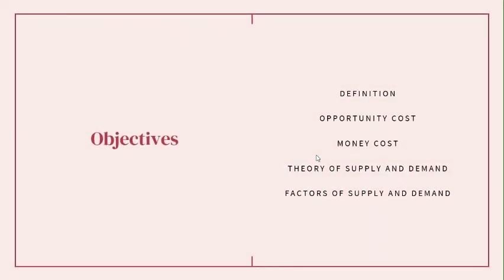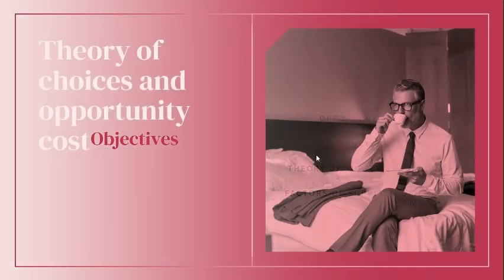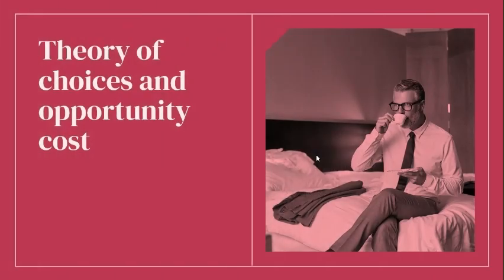Our learning objectives in this class are the definition of the production possibility frontier. That is inclusive of what opportunity cost is, money cost, the theory of supply and demand, and the factors of supply and demand that affect it. First, let's look into the theory of choices and opportunity cost. Let's look at our first batch of notes and then we will discuss.